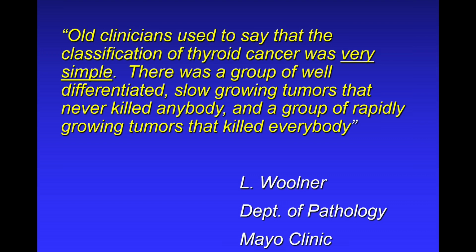There was a group of well-differentiated, slow-growing tumors that never killed anybody, and a group of rapidly growing tumors that killed everybody. And I don't know if Mira or David remember, but I remember Dr. Ghossein telling us that when he chose to be interested in thyroid at WashU in the 60s, there was a surgeon, he was a junior attending, I guess, right, David? A surgeon made fun of him, said, "What a silly idea? There's nothing in the thyroid, just tumors that kill everybody and tumors that don't kill anybody." Well, that surgeon was wrong, and Dr. Ghossein was right.